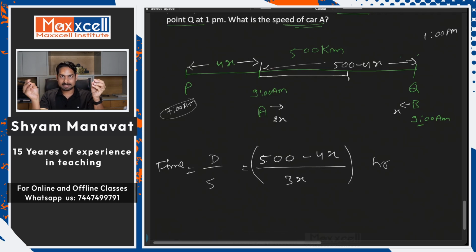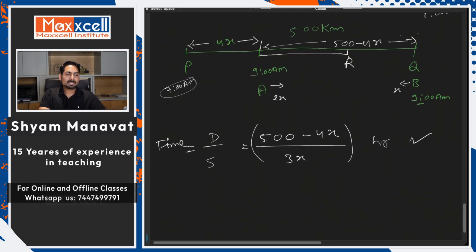Let me repeat this. When A and B are meeting, let's say they meet after 3 hours. So A is also traveling for 3 hours and B is also traveling for 3 hours. Are you getting it? A has traveled this much time to reach, let's name it, point R, and B has also traveled for these many hours to reach point R, right? Then only they will meet, right?